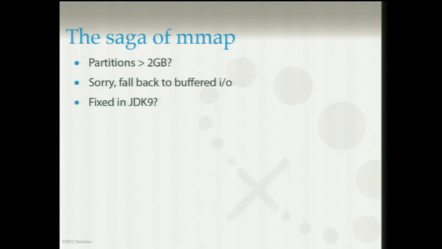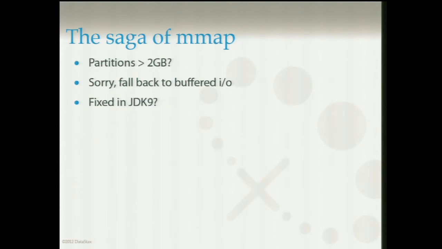We don't want to split a single partition across multiple mapped byte buffers, because then we have to check for every byte that we're reading, have I crossed that byte buffer boundary yet? And that's actually more expensive than it's worth. So we say that as long as most of your partitions are under 2 gigabytes, you'll be okay. For the occasional one that isn't, we'll fall back to buffered I/O, which is actually a code path we keep around for 32-bit JVMs as well. So it works out pretty well.